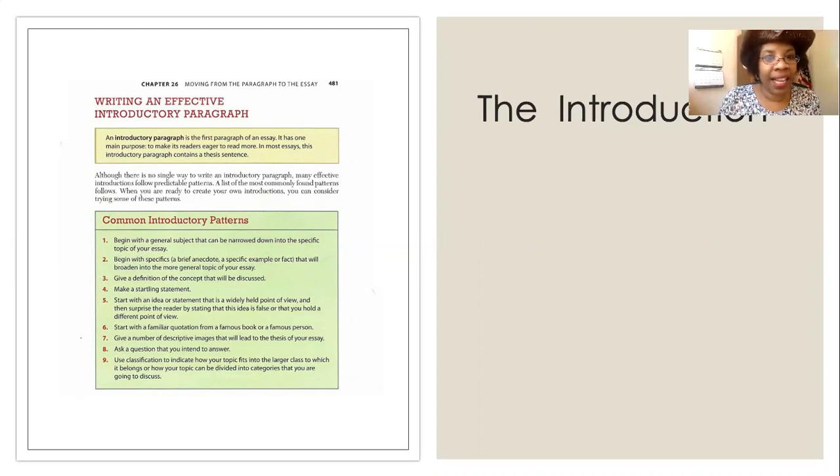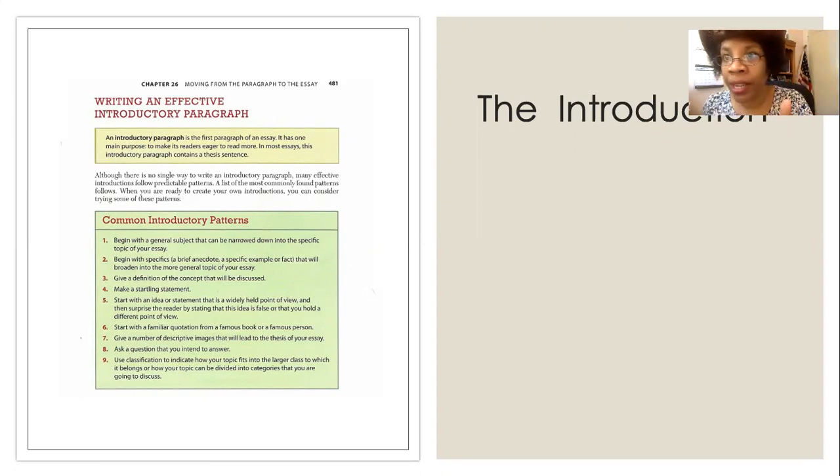Make a startling statement. Start with an idea or a statement that is a widely held point of view, and then surprise the reader. Start with a familiar quotation by a famous book or a famous person, right? Well, you did that in your reading response one. You started with a quotation from Dweck, but I don't want that to be the first sentence of your introductory paragraph. The very first sentence for this essay 2, I want it to be your weakest thesis statement. And then you can do whatever you want, okay?